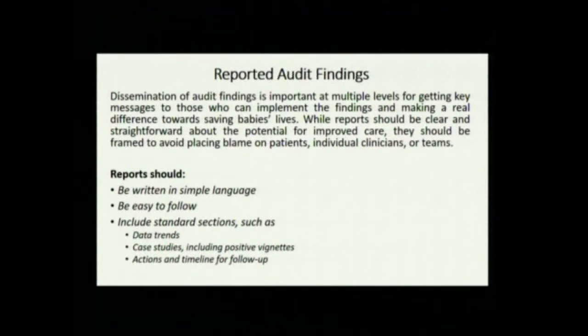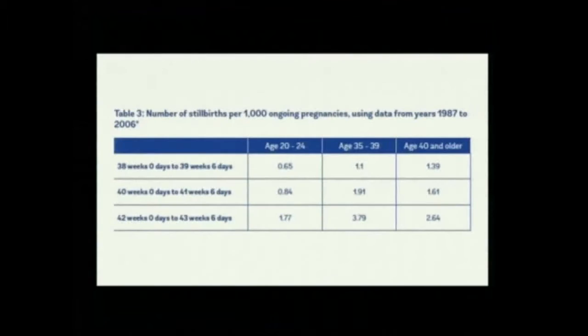So these are the reported audit findings that we can get. If you have it in the local language, have it in the local language. Make it very easy to follow. Include standard sections. And what is important is, as you are doing this, always look at what you're practicing at your local level. Don't look at what NICE guidelines tell you. Don't look at what the RCOG guidelines or the Australian guidelines tell you. Look at what you are doing, and then only will you find where you can intervene and make a difference.